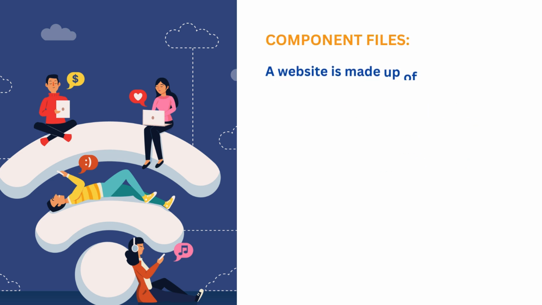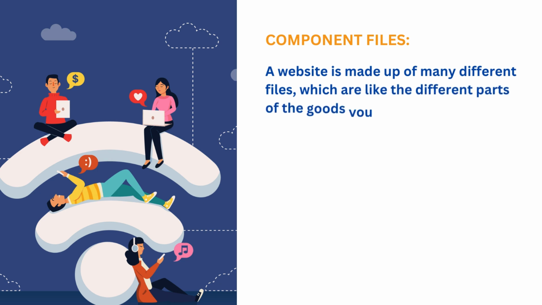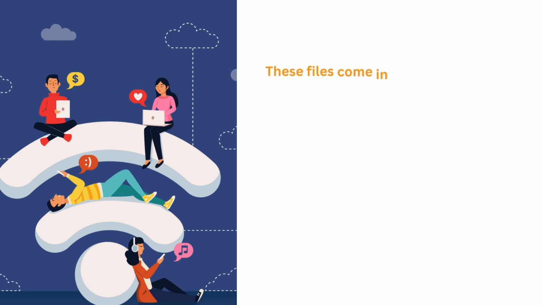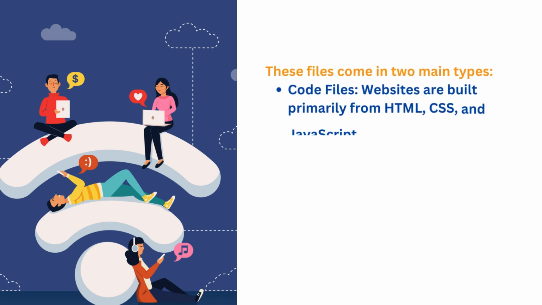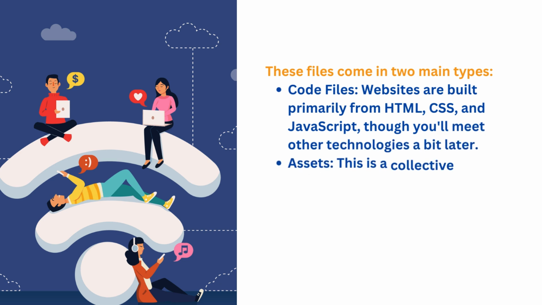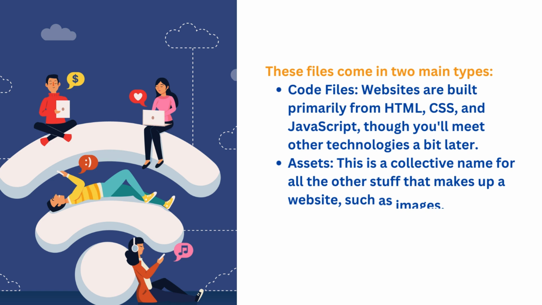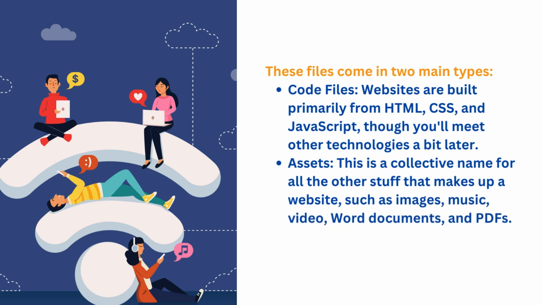A website is made up of many different files, which are like the different parts of the goods you buy from the shop. These files come in two main types: the code files and assets. Code files. Websites are built primarily from HTML, CSS, and JavaScript, though you'll meet other technologies a bit later. Assets. This is a collective name for all the other stuff that makes up a website, such as images, music, video, Word documents, and PDFs.